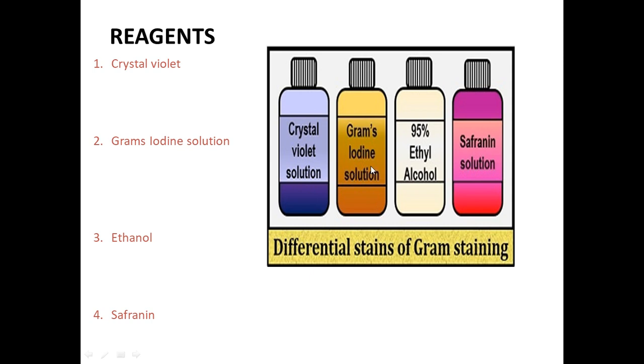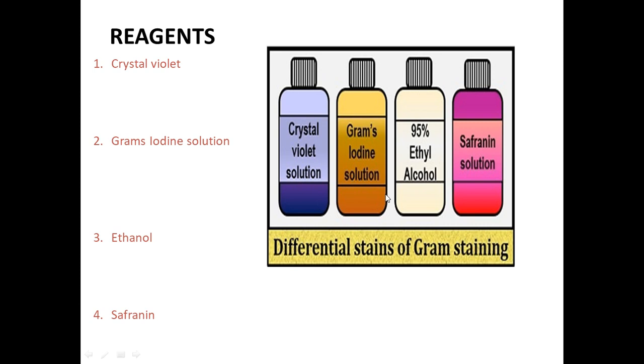Gram iodine, sorry. The alcohol is basically 90% alcohol, not 100%. It can be a combination of an alcohol and water or an alcohol and acetone. Then the last reagent is the safranin, as shown here, which is very reddish or purple in color. So these are the differential reagents which are used in gram staining procedures.